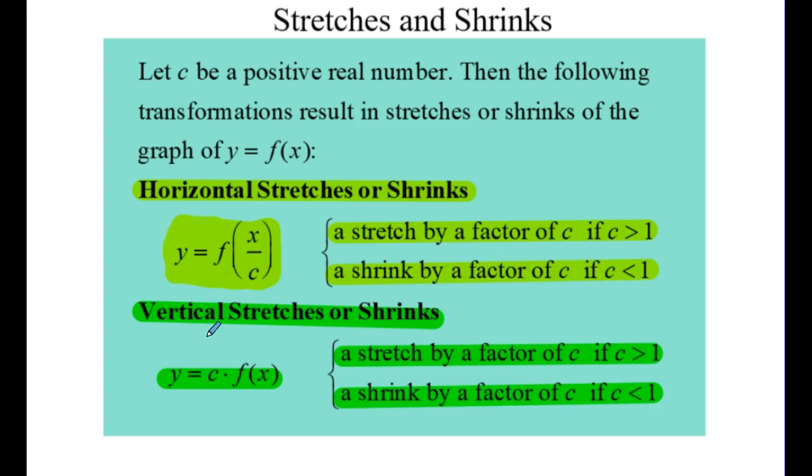Then we also have vertical stretches or shrinks. So if we're taking that positive real number C and multiplying it out in front of our function, it's going to be a stretch if C is greater than 1. It's going to be a shrink if C is less than 1.